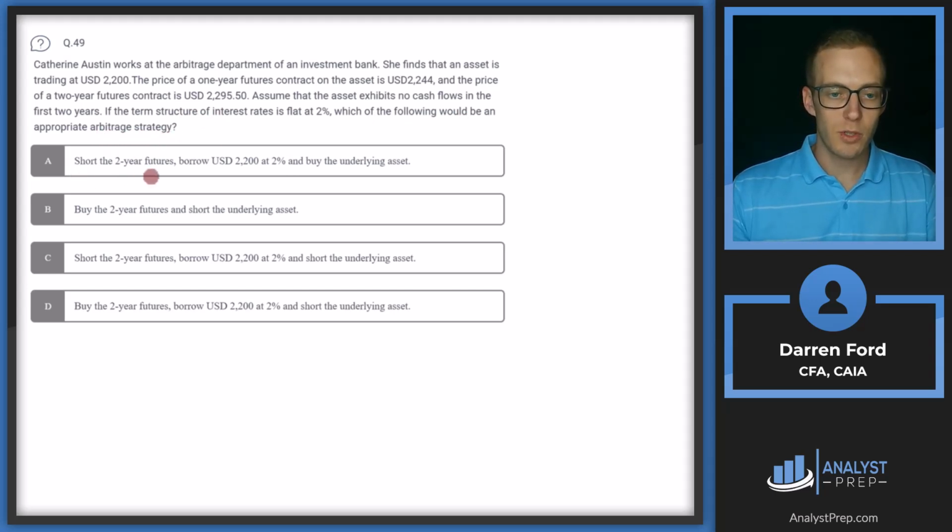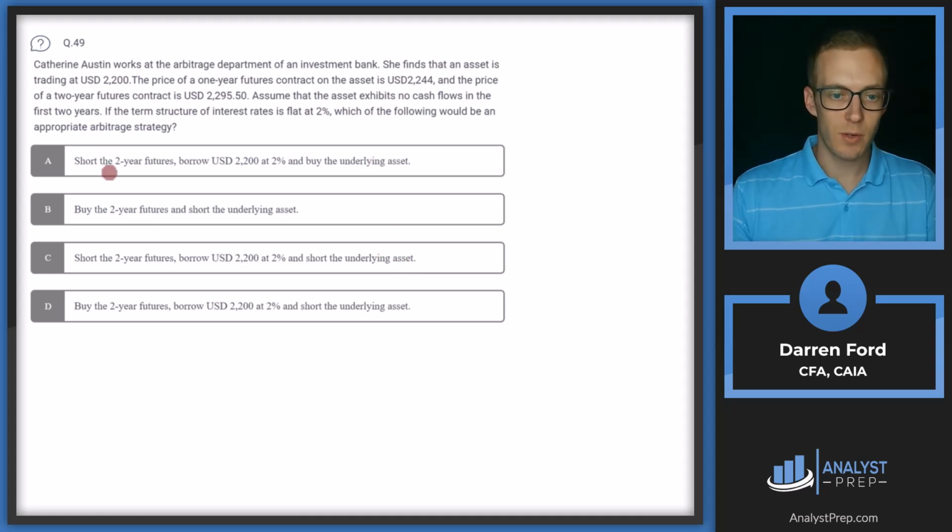So we've got: short the 2-year futures, borrow 2,200 USD at 2% and buy the underlying; buy the 2-year futures and short the underlying; short the 2-year future, borrow 2,200 at 2% and short the underlying; buy the 2-year future, borrow 2,200 at 2% and short the underlying asset.